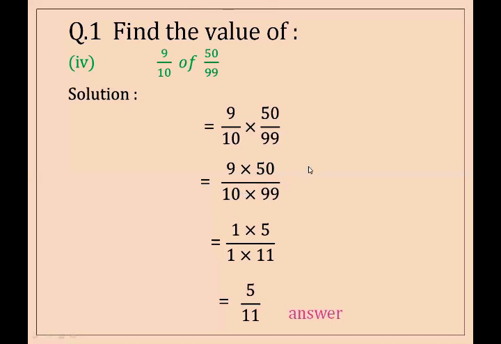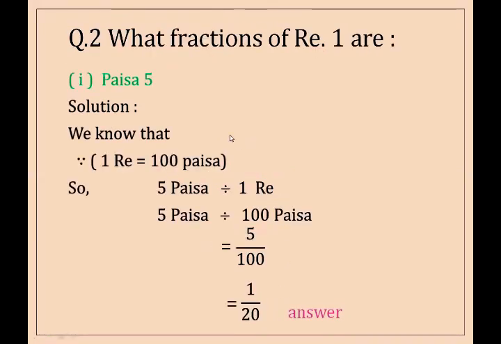Okay, 10 ones are 10 and 10 fives are 50, 9 ones are 9 and 9 elevens are 99. So here we have 1 multiplied by 5 and 1 multiplied by 11. So 5 ones are 5 and 11 ones are 11. So it is the final answer. 5 upon 11 is the answer of this question. Okay, here we have question number 2 from the same exercise.